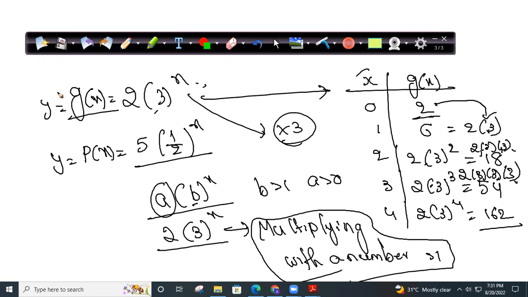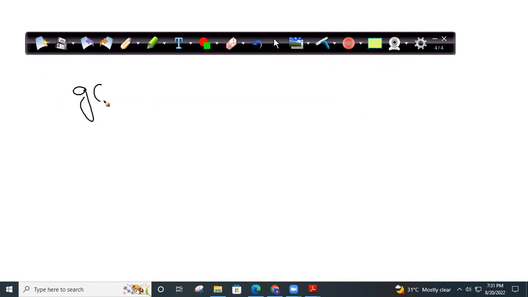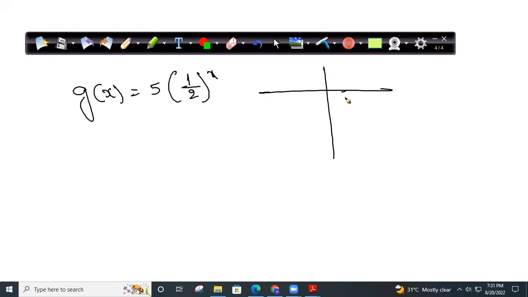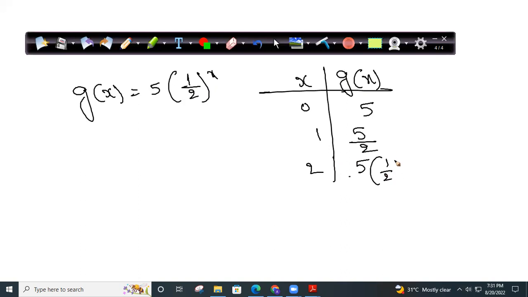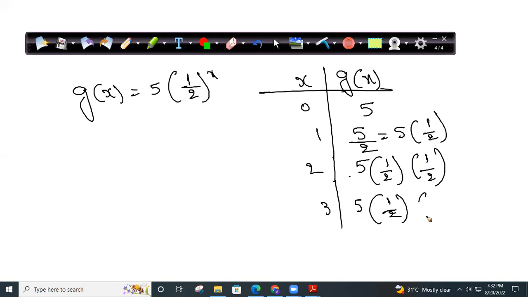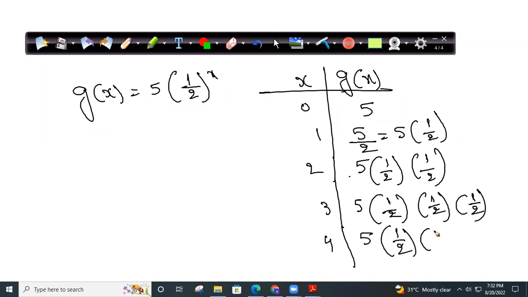Now what is the meaning of an exponentially decreasing function? Let g of x be 5 into (1/2) to the power of x. Let this be x and let this be g of x. Now put x equal to 0, I get 5. Now put x equal to 1, I get 5 into 1/2 or 5/2. Now put x equal to 2, I get 5 into 1/2 into 1/2. When x is equal to 3, 5 into 1/2 into 1/2 into 1/2. Now when I put x equal to 4, 5 into 1/2 into 1/2 into 1/2 into 1/2.